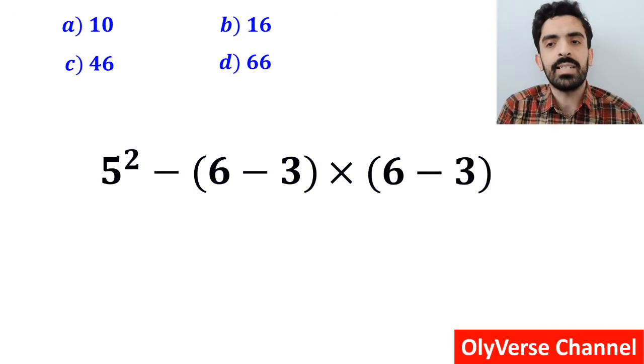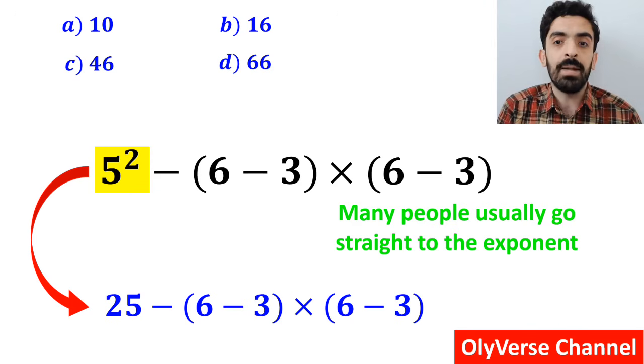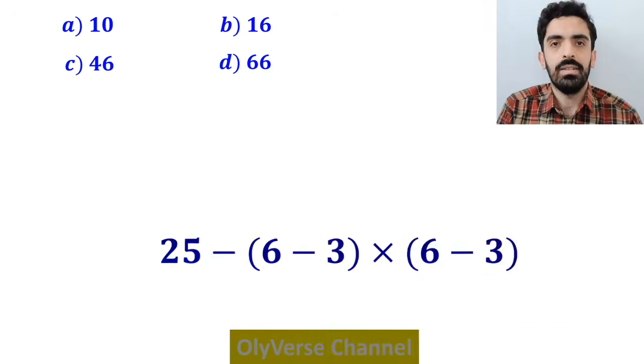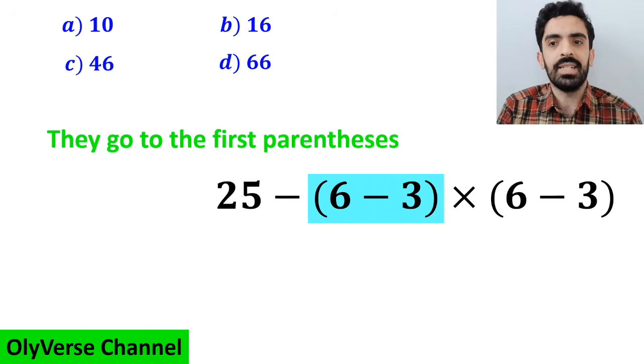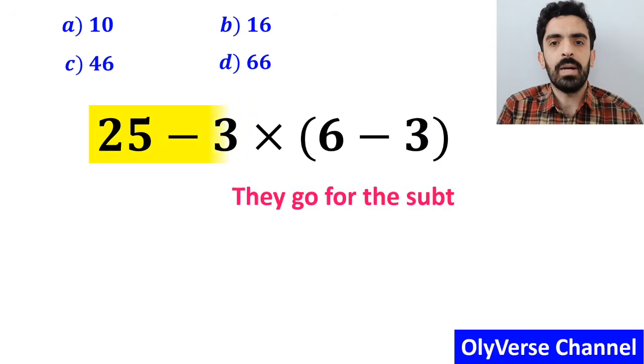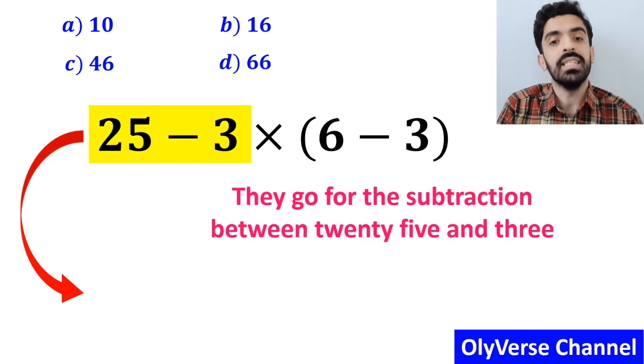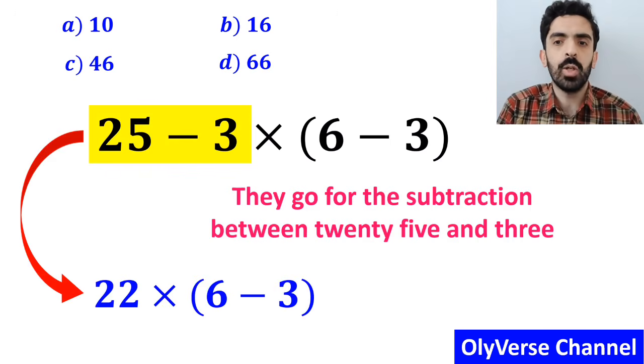The first step to solve this question, many people usually go straight to the exponent and write this expression as 25 minus 6 minus 3 inside the parentheses and multiply by 6 minus 3 inside the parentheses again. Then they go to the first parenthesis and instead of this expression, they write 25 minus 3 multiplied by 6 minus 3 inside the parentheses. And the next step, they go for the subtraction between 25 and 3, which I have highlighted in yellow, and instead of this expression, they write 22 multiplied by 6 minus 3 inside the parentheses.